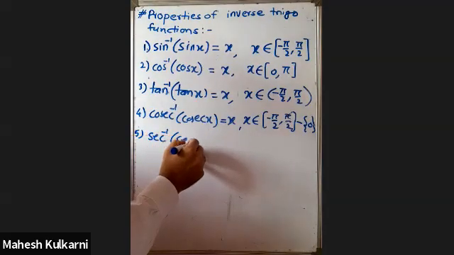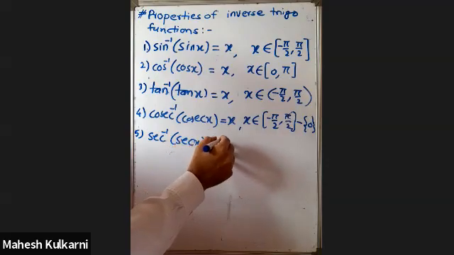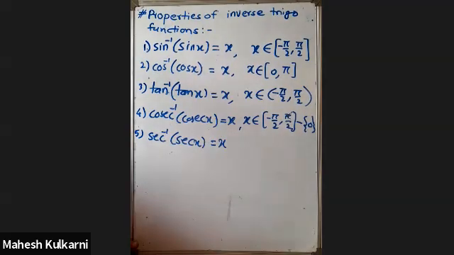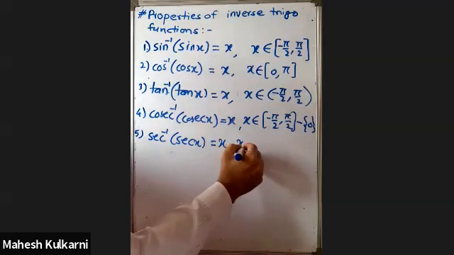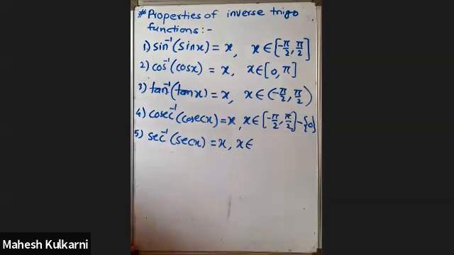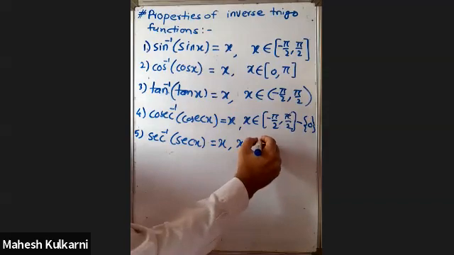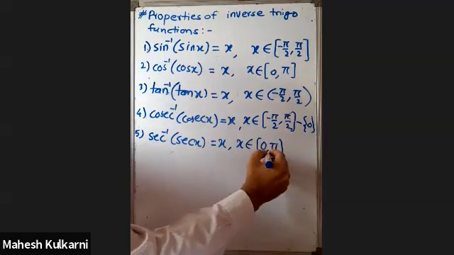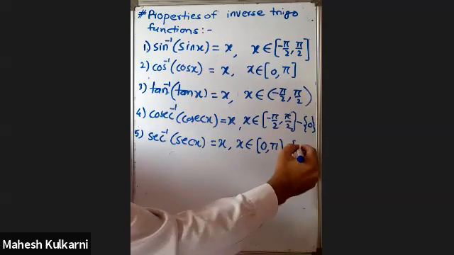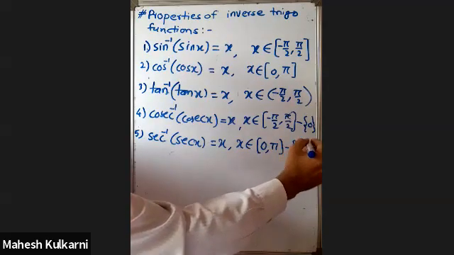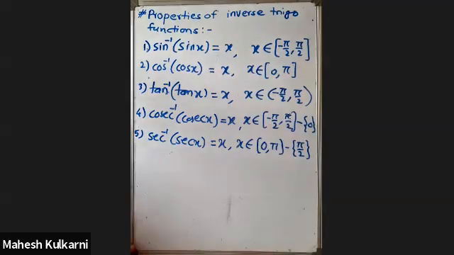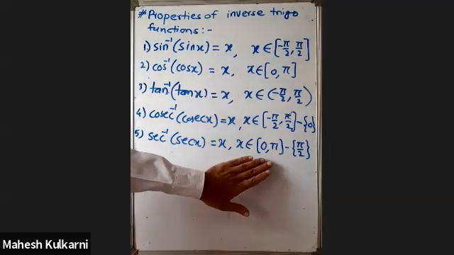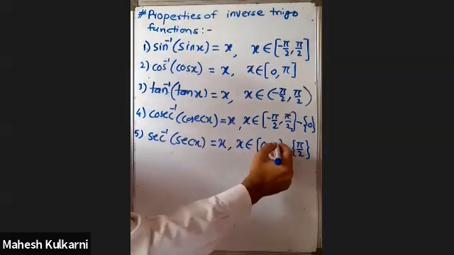Sec inverse of sec x is also x, where x belongs to, now what is the interval for this? It is 0 to pi except pi by 2. Already we have discussed this. This is the range of the sec inverse function.